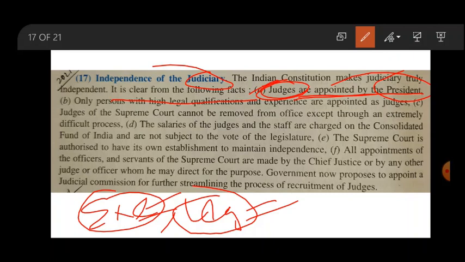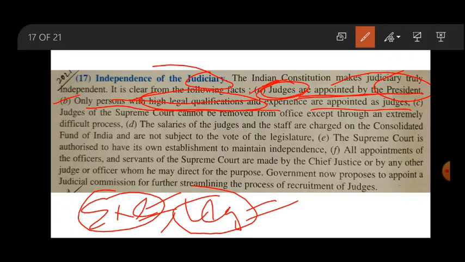But number B, it says only persons with high legal qualifications and experience are appointed as judges. So as I told you already, they don't belong to any political party, but one has to have a high legal qualification. I mean, one has to toil very hard in order to become a judge. One has to take up law as their degree, and then one has to qualify in exams to become a judge.